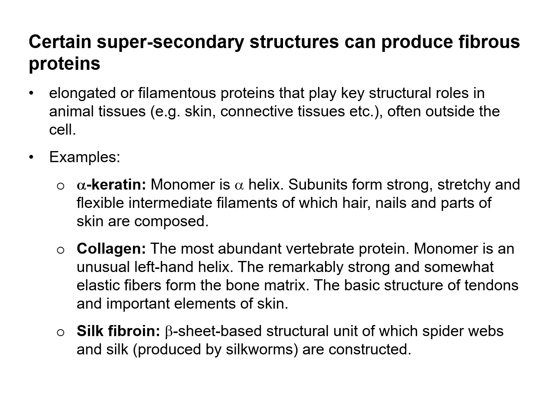So the first one is alpha keratin, and its monomer is alpha helix, and subunits of them form the strong, stretchy, and flexible intermediate filaments, of which hair, nails, and part of the skin are composed.